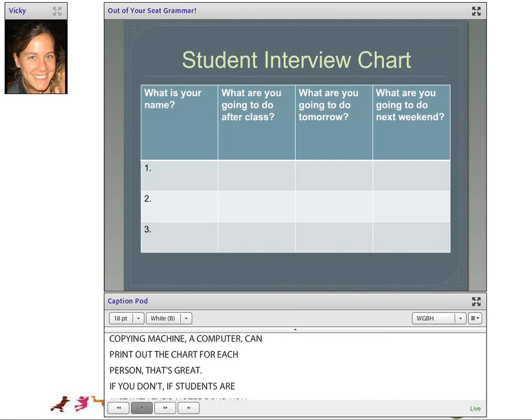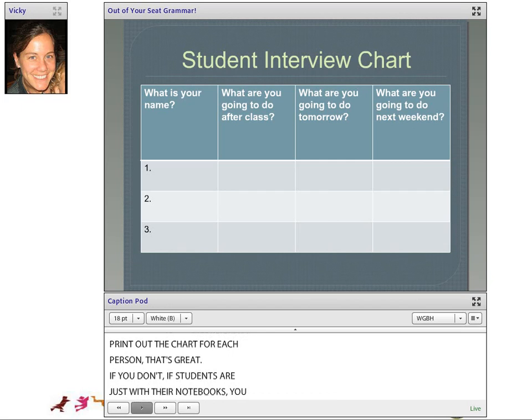lesson, is to say, everybody please get out a piece of paper. You can have an example of this up on the board or on a chart paper and have everybody copy it down in just this way. And so you can actually make it part of the lesson.